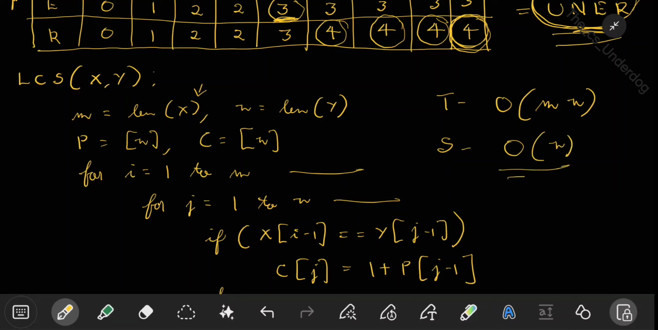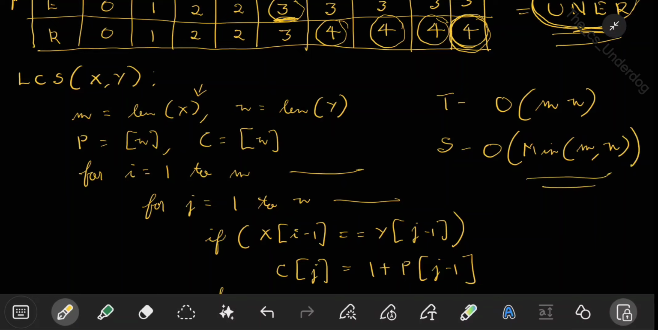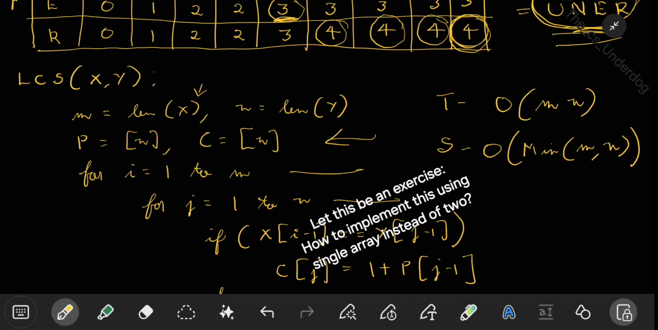So ideally, you should not write order of n. You should write order of minimum of m or n. Among m and n, whichever is minimum, that should be your space complexity, because you will form an array of the size of the smallest string. This is the logic. One more thing to be discussed here is, is there a possibility to use even lesser space? Here you are using two arrays.